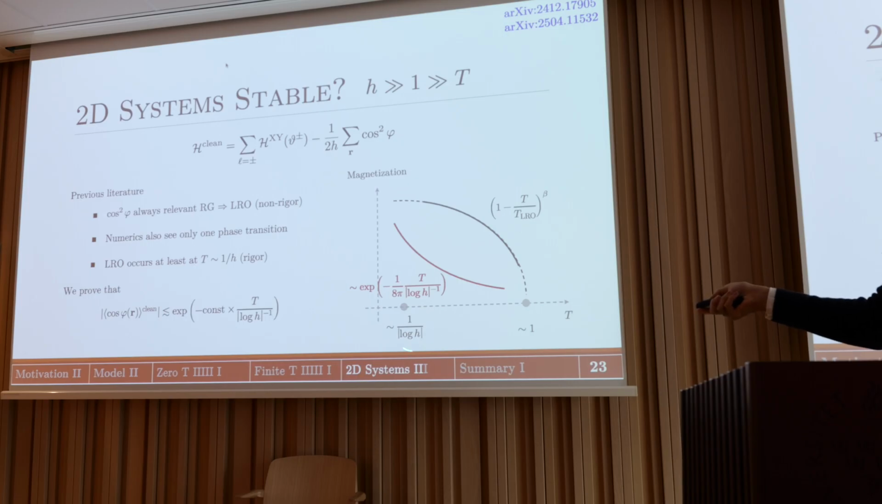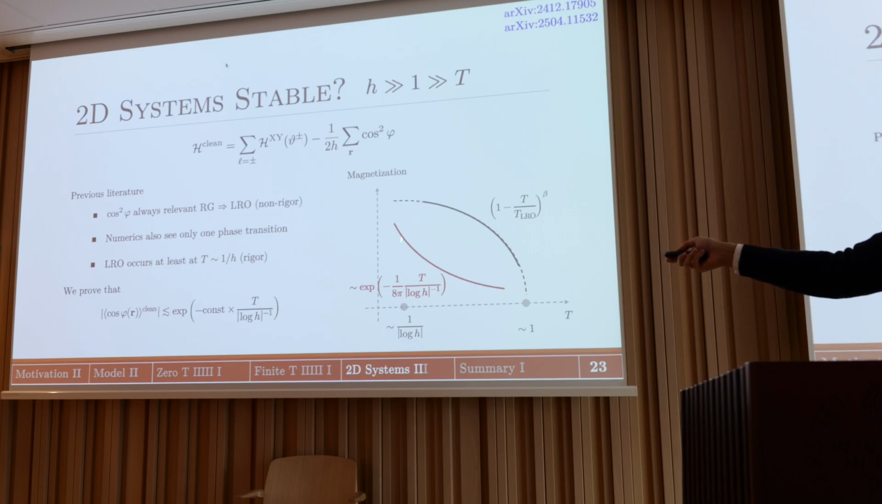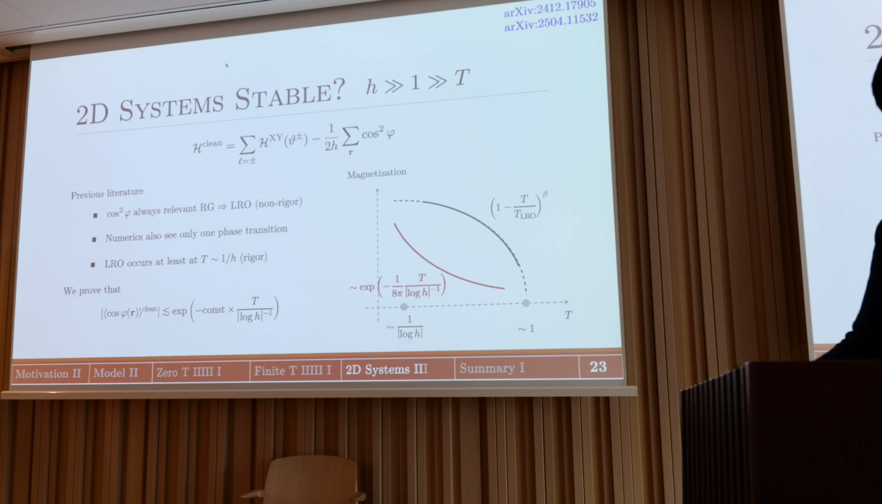I can take this 1 over log H scale to be smaller and smaller and smaller, and so somehow this red line is below this black curve. And so we seem to have reached a contradiction. And so that means it's probably not true that long-range order occurs at the scale of 1 anymore. So why is there long-range order in 2D?